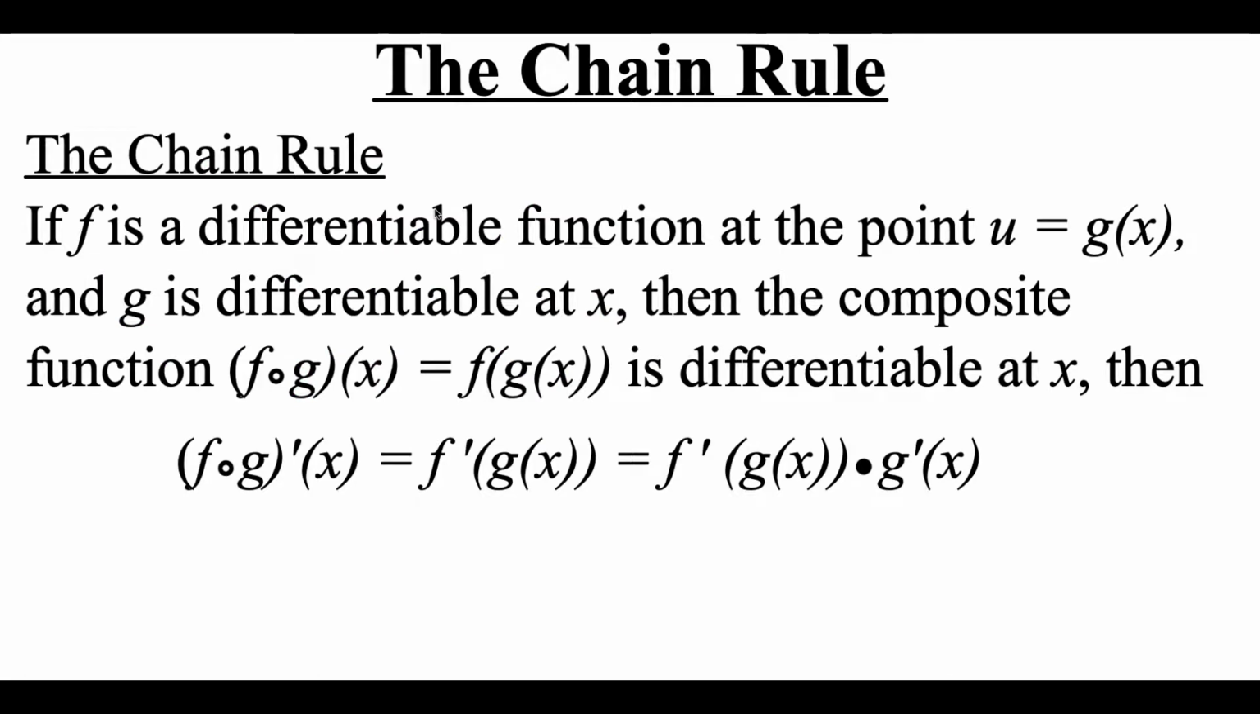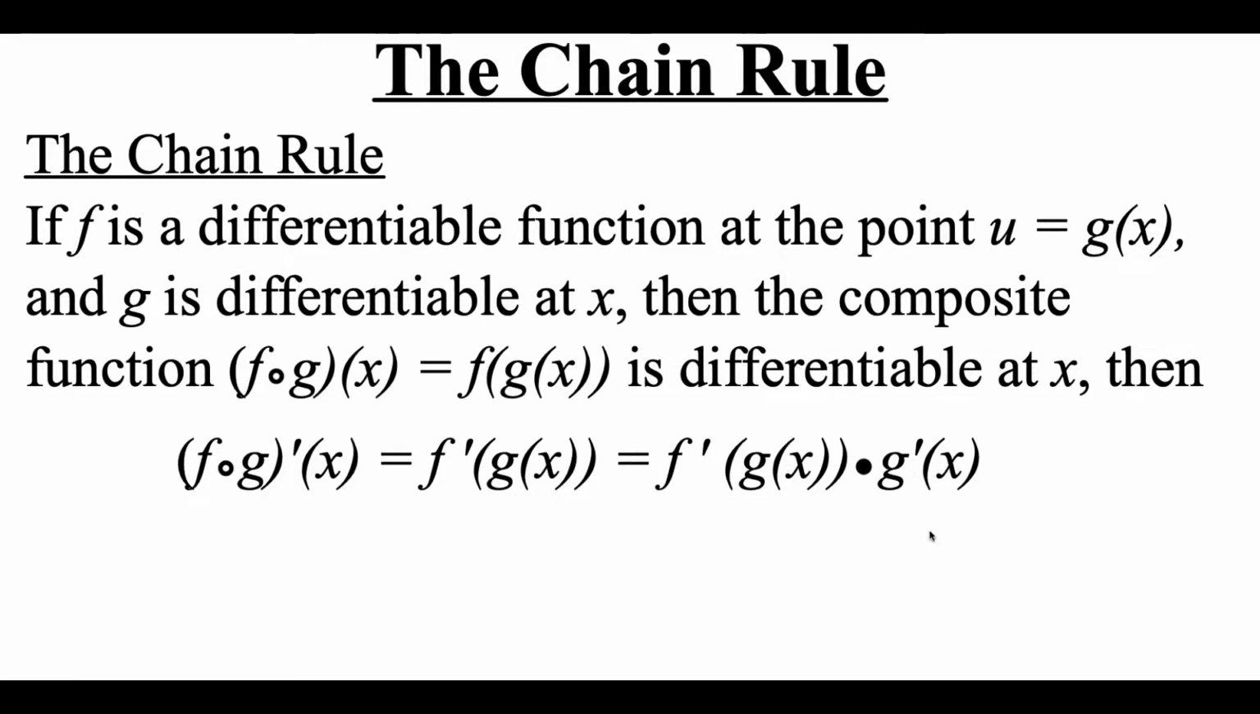So as far as what the chain rule actually says, it says that if f is a differentiable function at the point u, which is some g of x function, and g is differentiable at a specific x value, then the composite function f composed with g of x, which really just means f of g of x, is also differentiable at that x value. So the way the chain rule is going to work is when we're doing this derivative for a composition of functions, we derive the outer f function, but we leave the inner g function the same, but then we have to multiply by the derivative of whatever that g function on the inside is.